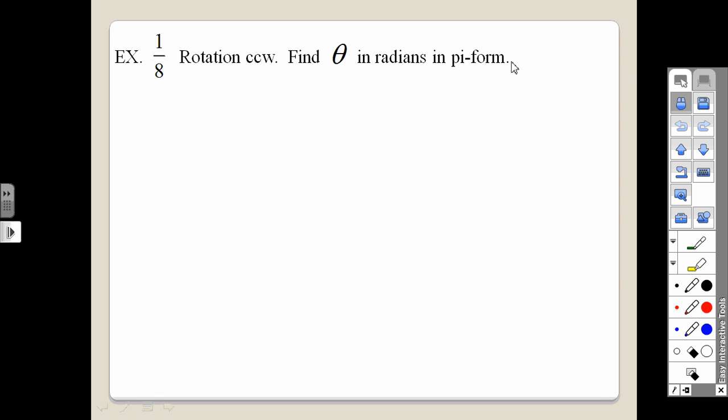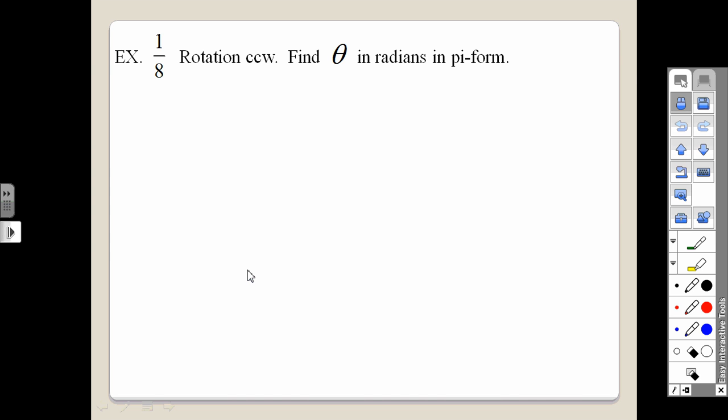Now, what I do not want you guys to do is to work out this problem in degrees and then convert from degrees to radians. You should be working out this problem solely in radians. Okay, if you don't do that, then you're not getting the practice that you need.